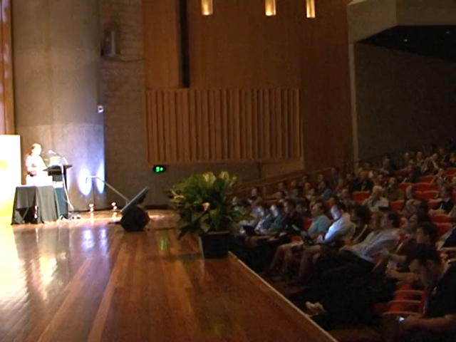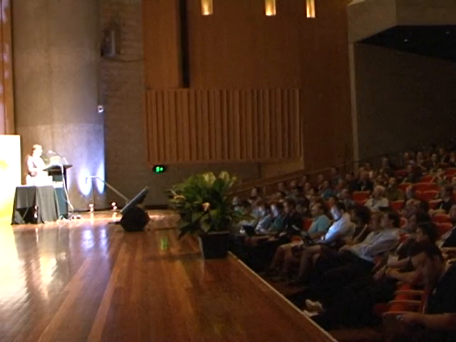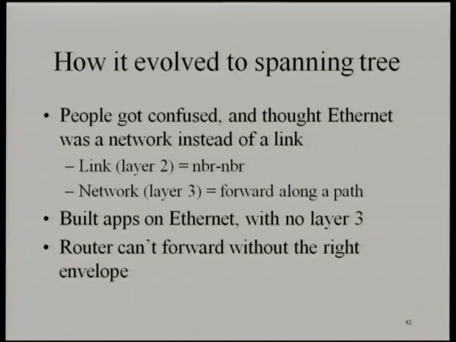So people got confused and they built applications directly on layer 2. They thought Ethernet was instead of layer 3. It was the new kind of network. So I tried to argue with them. You know, there was a group at Digital doing something, and I went over when I found out they were going to leave out layer 3, and I said, no, you still need layer 3.